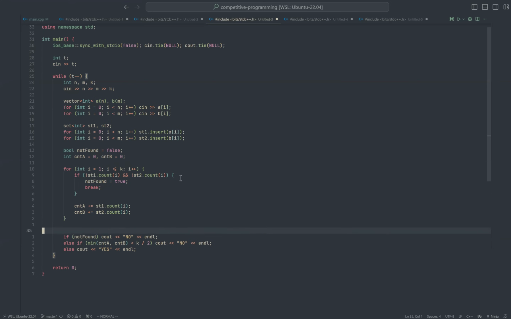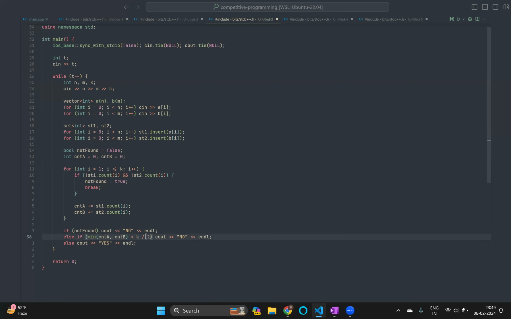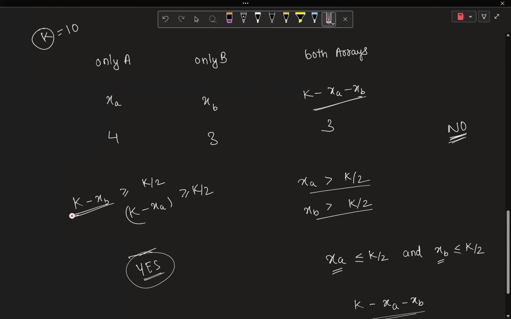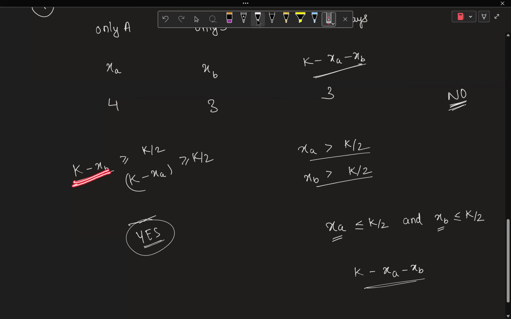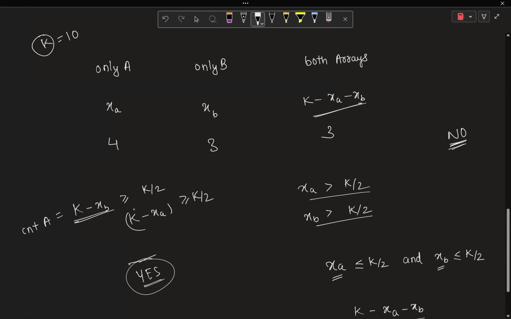And similarly for array B. So now I'm just checking if there is any element which I could not find in both of these arrays, then print no. If the minimum of count A comma count B is less than k by 2, it means that count A is nothing but k minus the number of elements which are only present in array B.